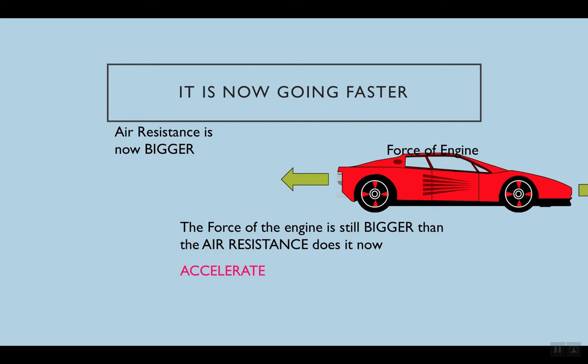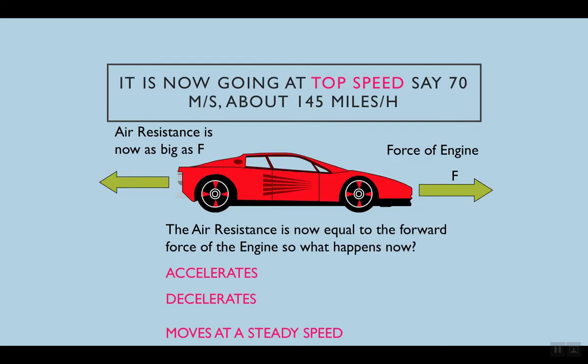No expense spared. And then if the air resistance is now equal to the forward force, now it's going at its top speed, what's it going to be doing now? The resultant force is now going to be nothing because the force to the right is going to equal the force to the left. So is it going to be accelerating? No. Is it going to be decelerating? No. It's going to be moving at a steady speed. So when we've got a resultant force of nothing, it could mean that the object is moving at a steady speed, like in this example here.